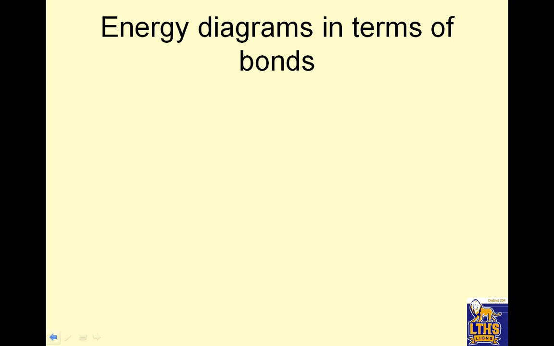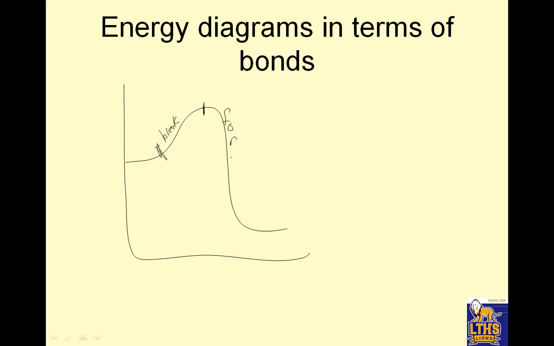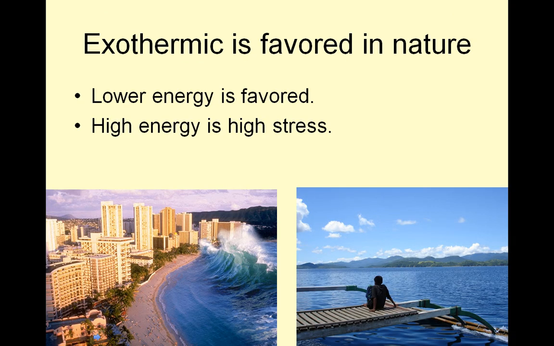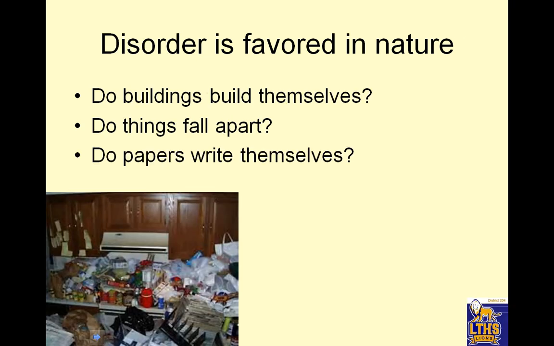Energy diagrams in terms of bonds. Break. Break it down. Form. Form is like falling. So you're breaking, you're going up the hill, you're forming, you're going down the hill. Exothermic is favored in nature. Lower energy is favored. Higher energy is high stress. Where would you rather live? Nice, calm water or here? This is great. We're all going to die. So low energy is favored.